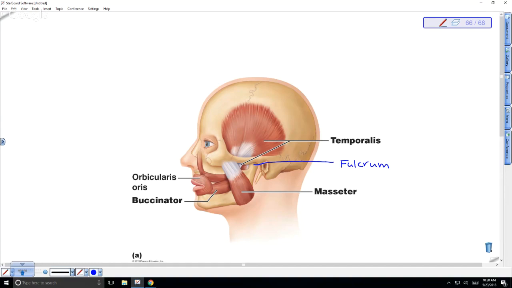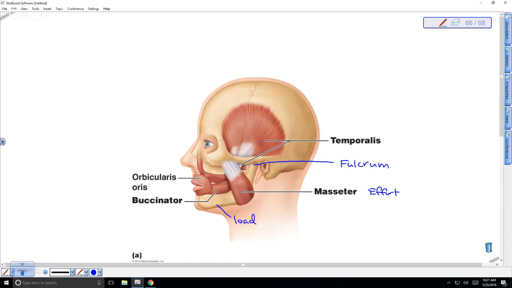Okay, so jaw closing, where is the effort? In the masseter. And where is the load? The lower jaw, right? So this is my load. Okay, so the effort is in the middle. So what type of lever system is this, if the effort is in the middle?